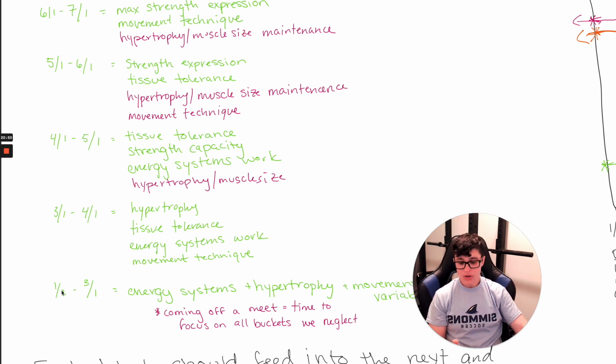Now, just because you increase your 5 rep max doesn't always mean you're going to increase your 1 rep max, but it's a good indicator that you're building up in strength and that we can now build on that new max that you've encountered. So like I said in here in pink, coming off of a meet is the time to focus on all the buckets we neglect during peak or actual prep for a meet.